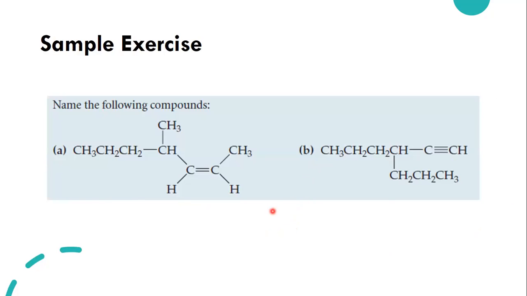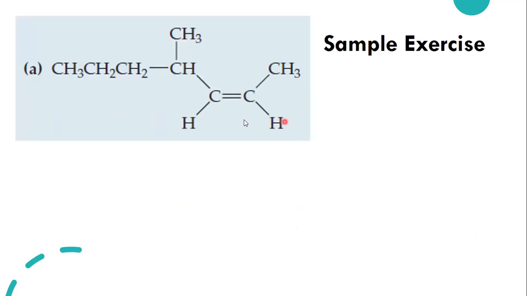Okay, so let's have letter A of the sample exercise. What is the longest chain? We have 1, 2, 3, 4, 5, 6, 7. So heptane, heptyne? What would be the name? Since this is an alkene, this will become heptene.